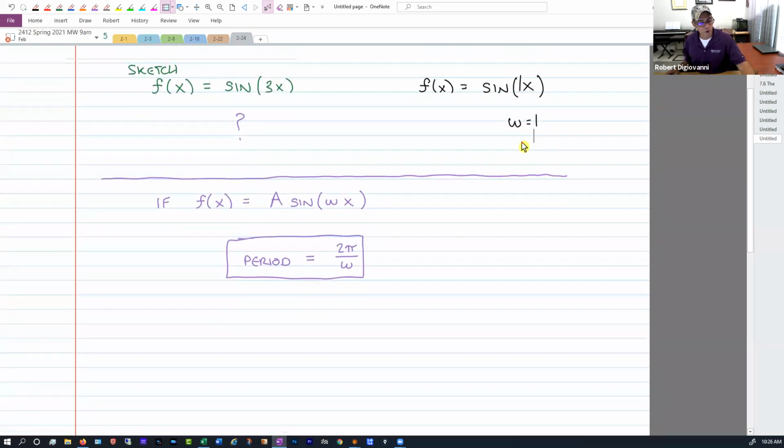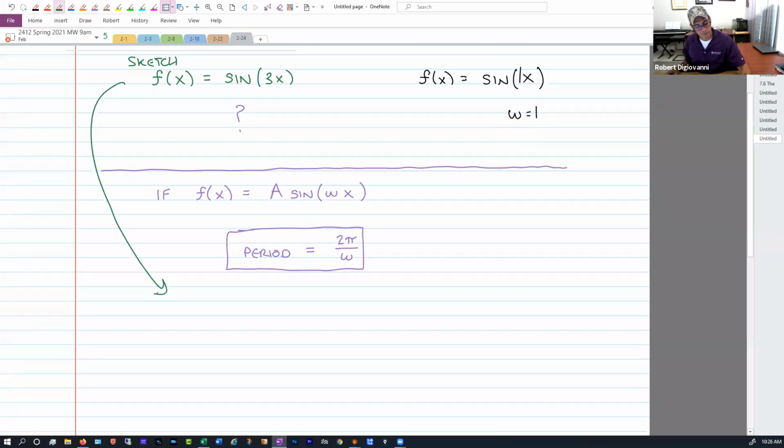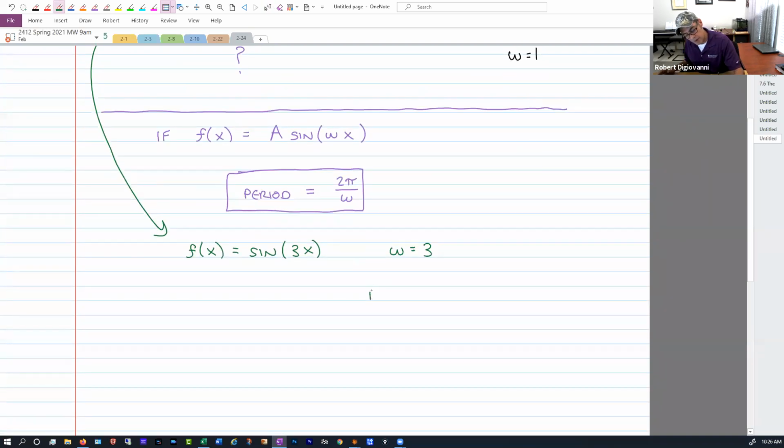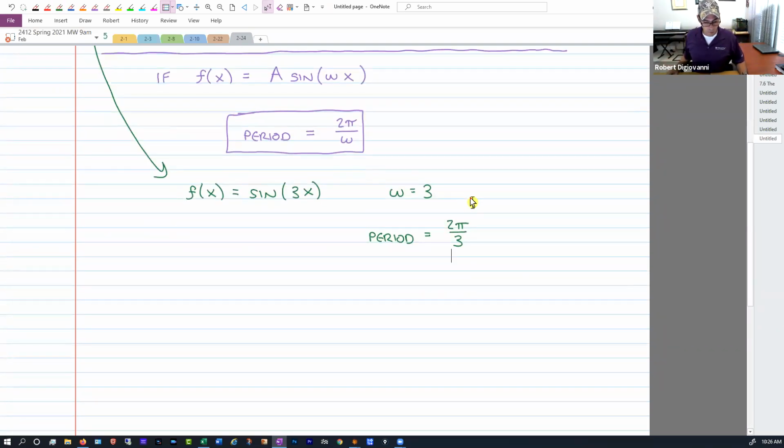All right, so let's get back to this problem. I still want to try and sketch this. So here's what I know. I know omega is 3, and that means the period is 2 pi over that 3. All right, you ready? This is where things get weird. I'm ready to start to try and draw this.